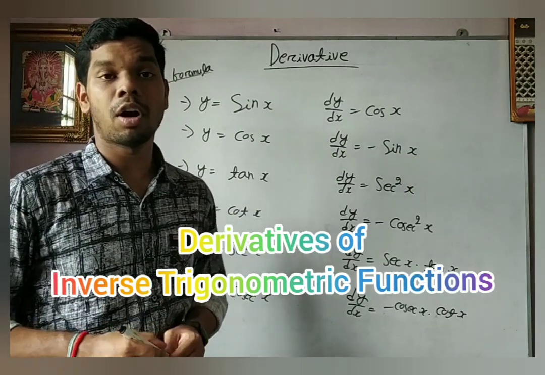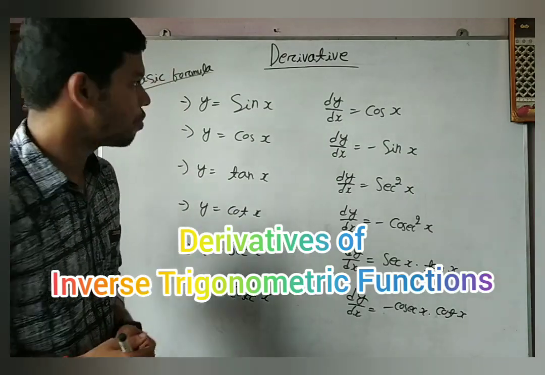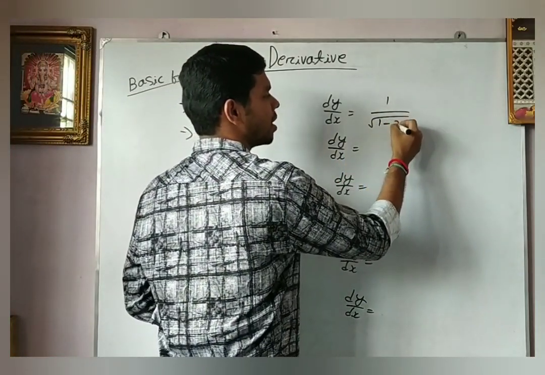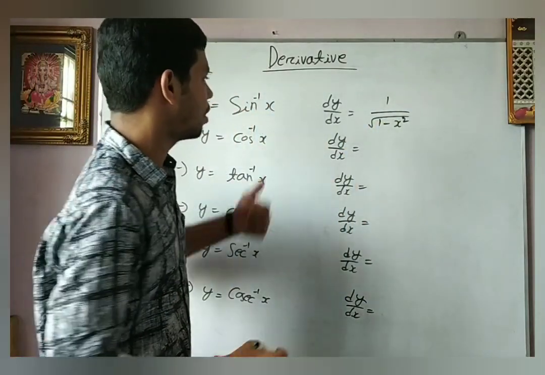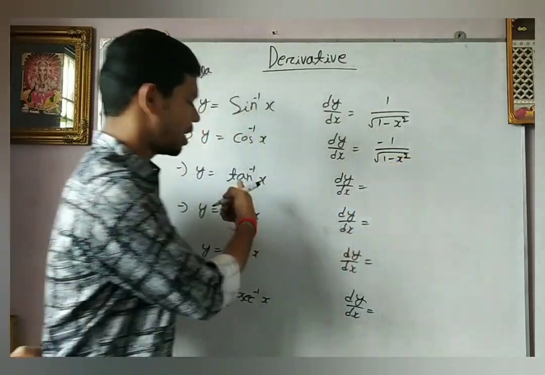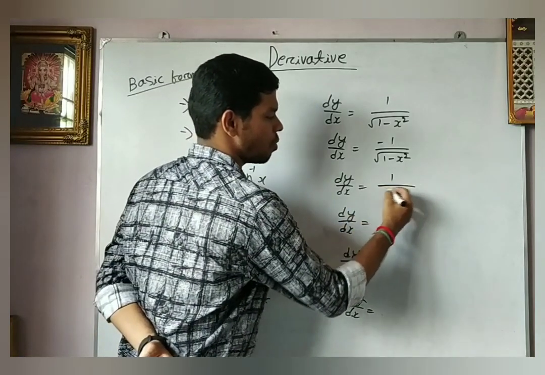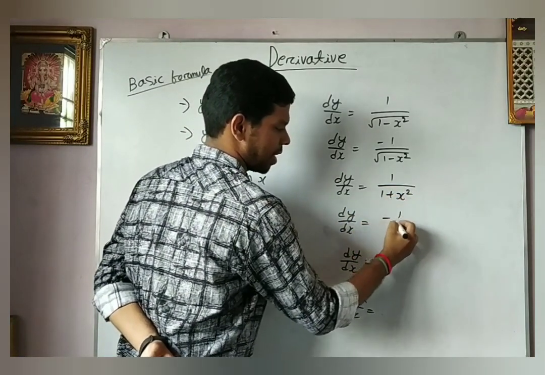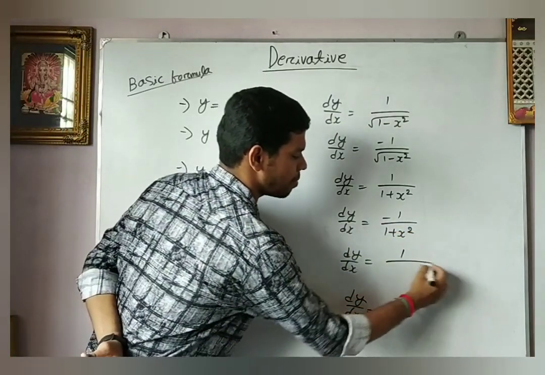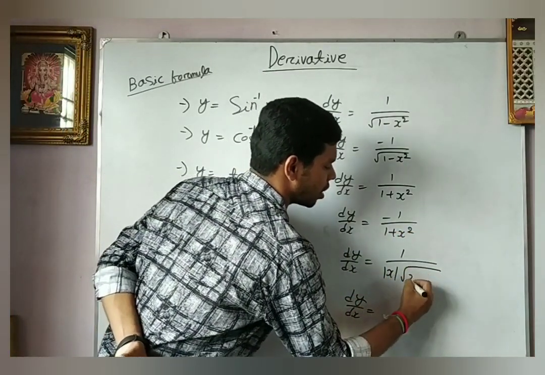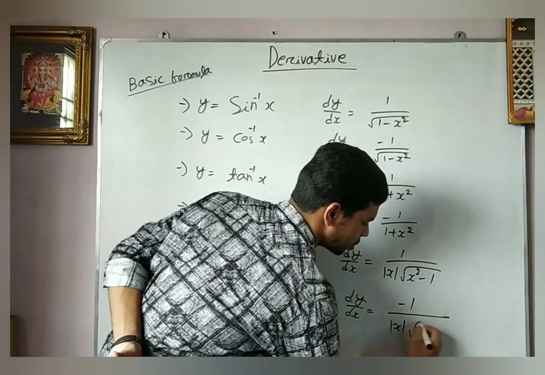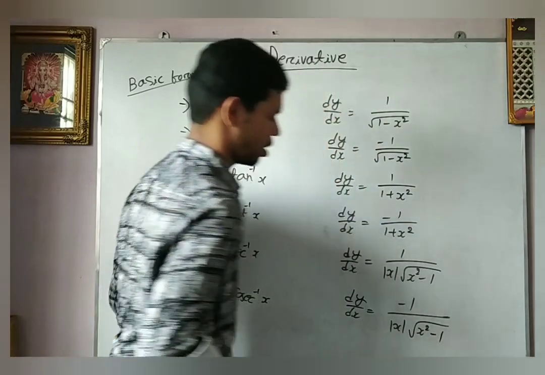Next, derivative of inverse trigonometry functions. Derivative of sine inverse x is 1 by root over 1 minus x square. Derivative of cos inverse x is minus 1 by root over 1 minus x square. Derivative of tan inverse x is 1 by 1 plus x square. Here minus 1 by 1 plus x square. And sec inverse x is 1 by mod x times root over x square minus 1. Here minus 1 by mod x times root over x square minus 1.